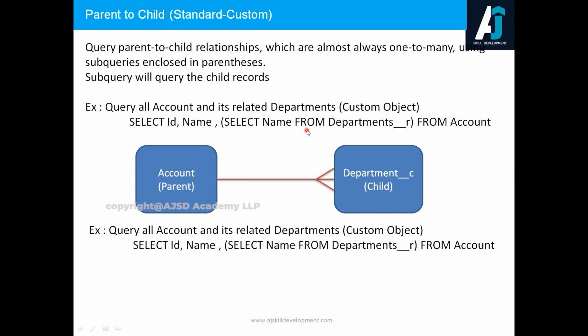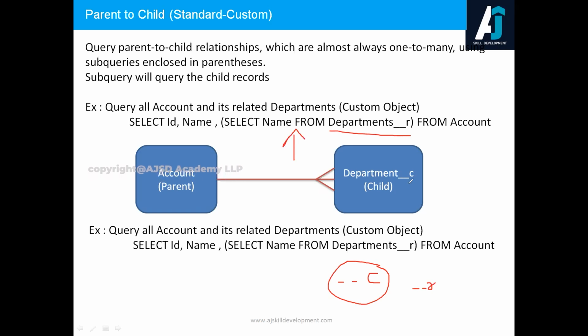And what's the difference between standard to standard and standard to custom? The difference is when you are referring to the child object, normally it is a custom object, we will be specifying __c, right? But when the same custom object is used in a relationship, then we will be using __r. You're able to witness that in this SOQL, right? The subquery is used to fetch information from the child object department. And since it is a custom object used in the relationship, the SOQL consists of __r.